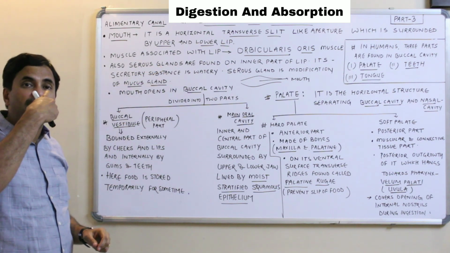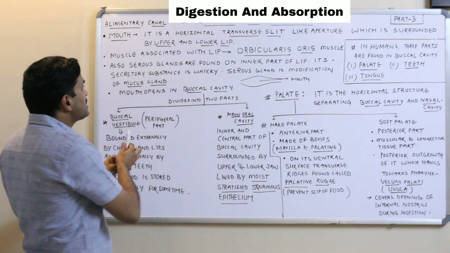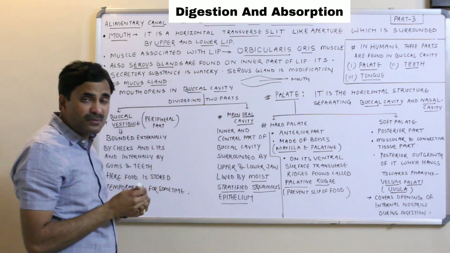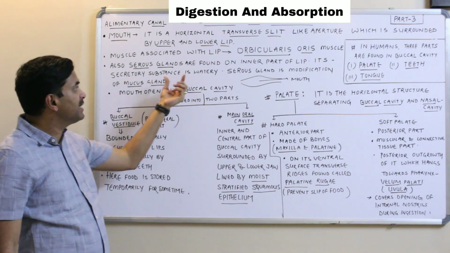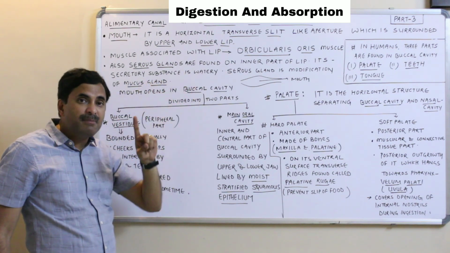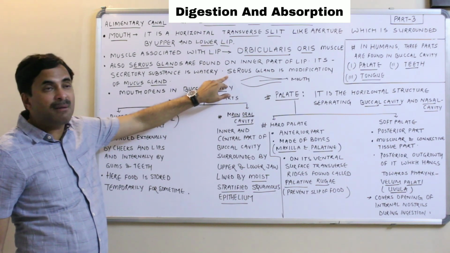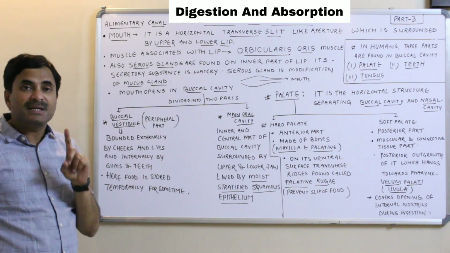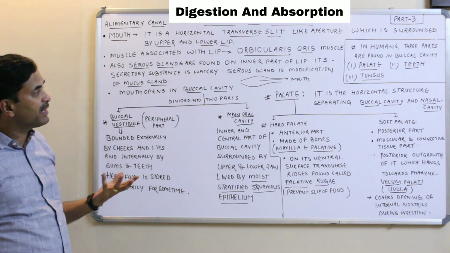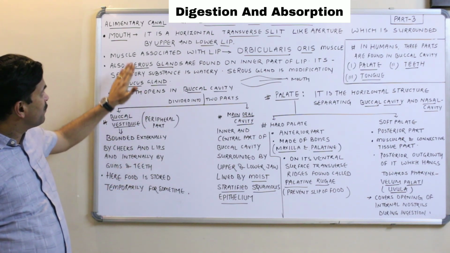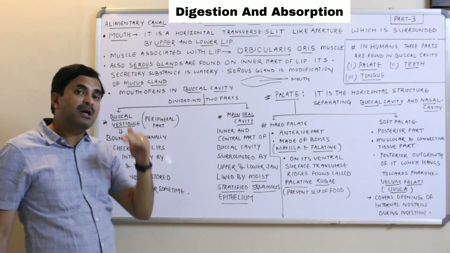If we see the inner part of the lip, special glands are found, and these special glands are called serous glands. These glands secrete a watery substance. And remember one thing, the serous gland is the modification of the mucous gland only, and that's why it secretes a watery substance. Okay.